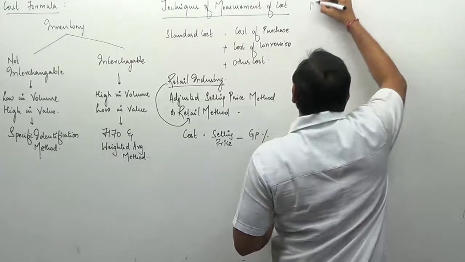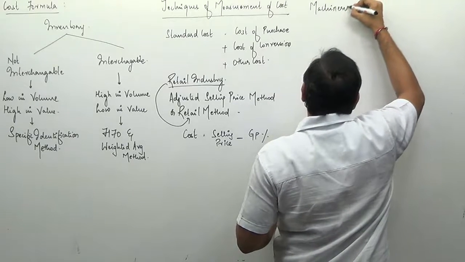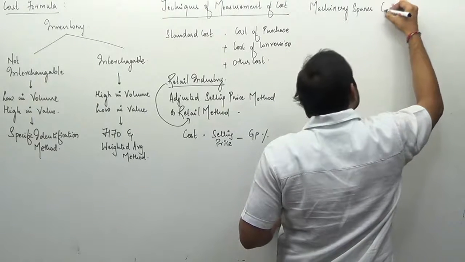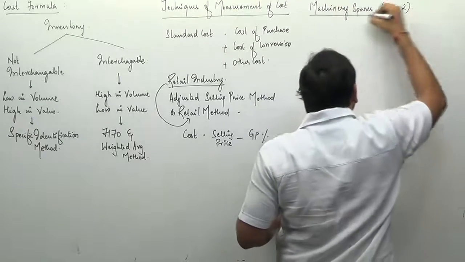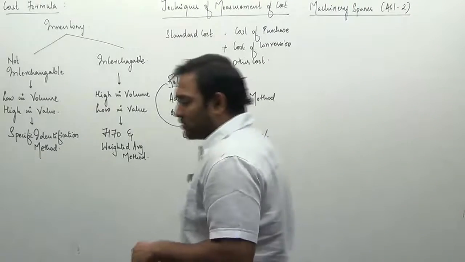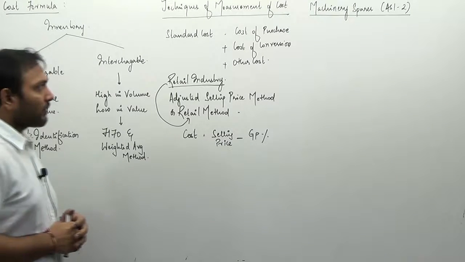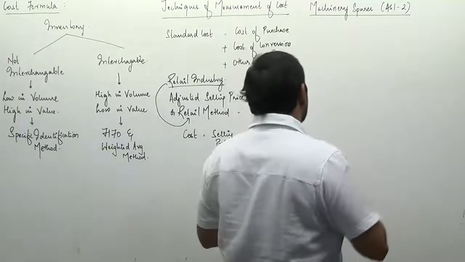We can close the standard after we discuss machinery spare. Machinery spare was Accounting Standard Interpretation 2, now merged with the standard AS 2. Actually it was Interpretation 2. Now it was merged with Accounting Standard 2, that is valuation of inventories. Now what do we discuss about this machinery spare?